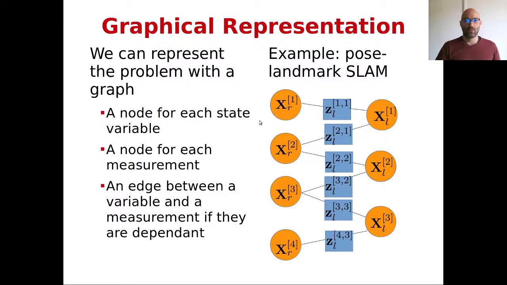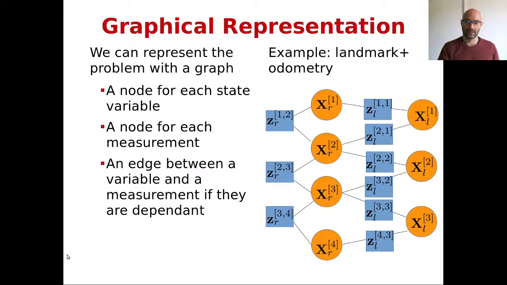Interestingly, once we do this graphical representation, we observe that the graph is bipartite, meaning that one can reach a variable node from another variable node only passing through a measurement.